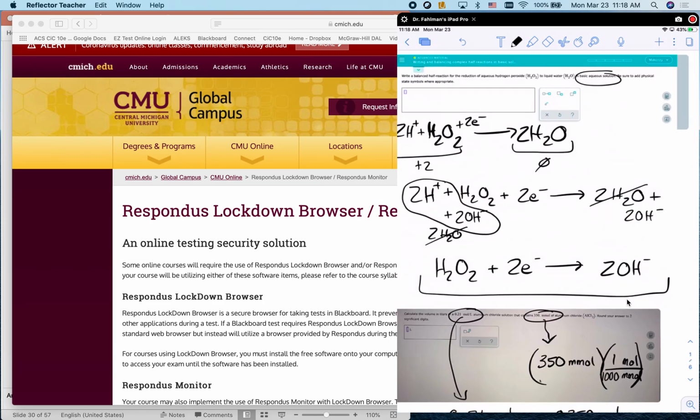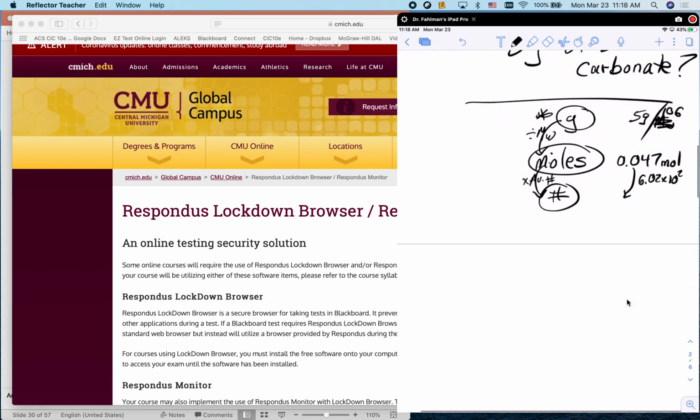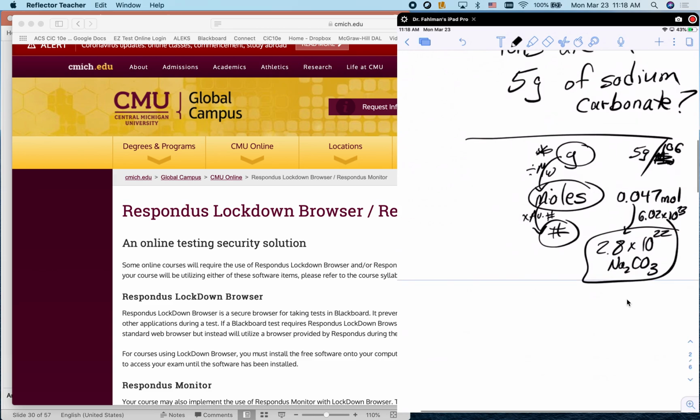And then you multiply by Avogadro's number to give 2.8 times 10 to the 22 of this. Okay, and so that's the whole salt.